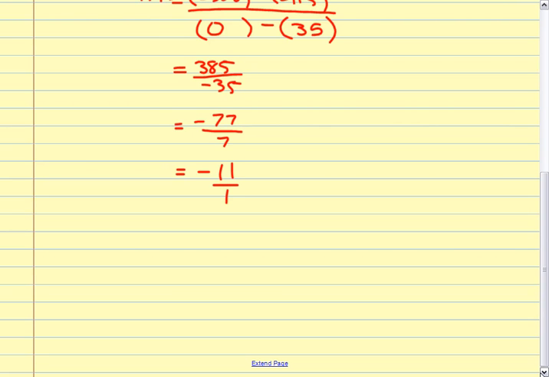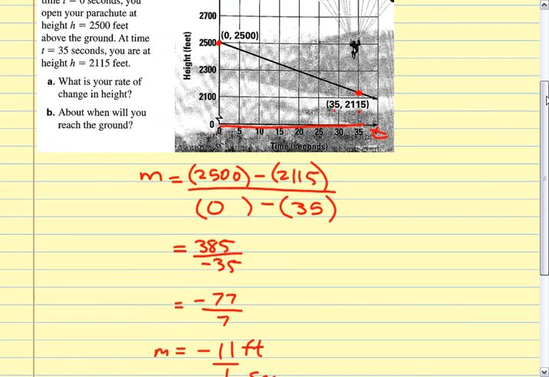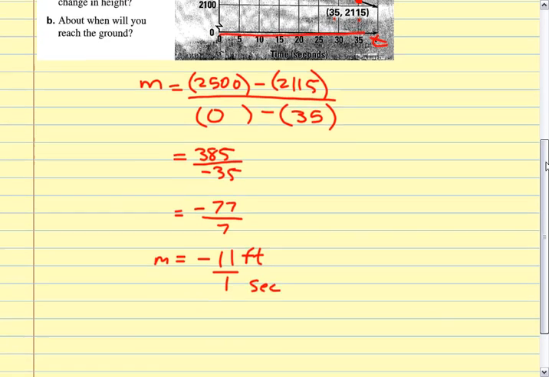Negative 11. Okay? I'm going to leave it in there because I'm talking about slope. Go down 11 feet per every second. I'm going down at 11 feet per second. That's scary. Okay, now, let's go back up here because B says, about when will you reach the ground?